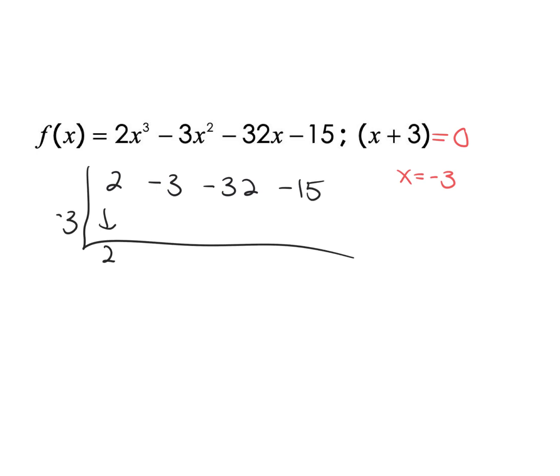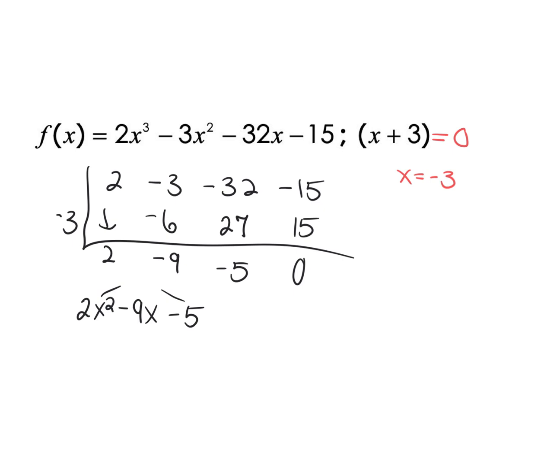We bring down the 2. 2 times negative 3 is negative 6. Negative 3 plus negative 6 is negative 9. Negative 3 times negative 9 is positive 27. Negative 32 plus 27 is negative 5. And then negative 3 times negative 5 is positive 15. So this cancels. So we end up with 2x squared minus 9x minus 5.